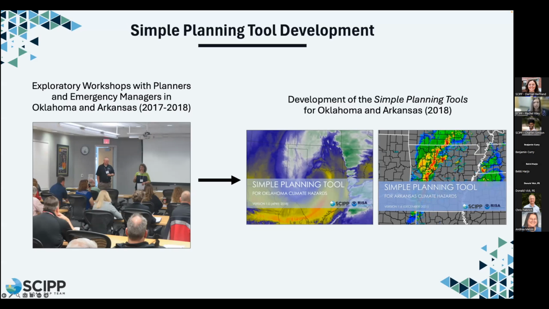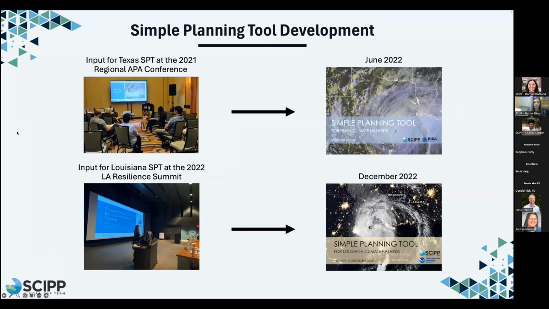We also engaged in Arkansas, and then through a couple of subsequent workshops, ended up developing the original versions of the Simple Planning tool, which were PDFs and just had the cover pages you see on the screen. Next slide. And then a couple of years later, we engaged in Texas and developed a Texas version, followed by a Louisiana version.